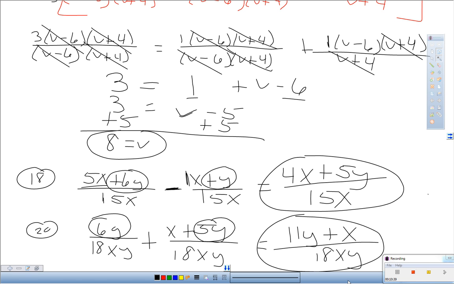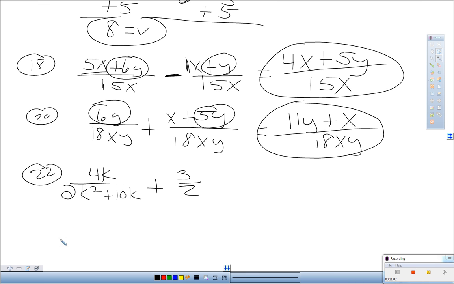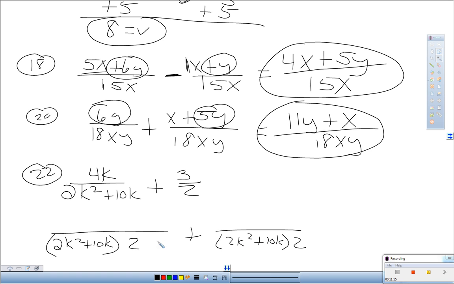All right, flipping over for 22. For 22, it wanted you to add 4k over 2k squared plus 10k, plus 3 over 2. Well, the first thing we have to do is get our common denominator, which would be both of these together. So my denominator would be (2k² + 10k) times 2, and the same thing for the other one, because that's what they're going to have in common. That's my common denominator.